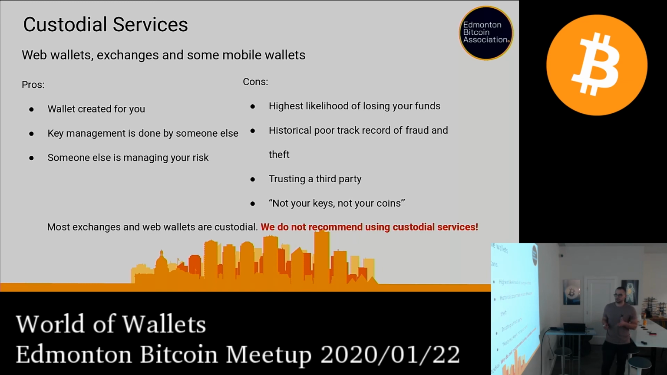Basically, the saying goes, not your keys, not your coins. So most exchanges and web wallets are custodial. And generally speaking, we don't recommend using custodial services, or at least not leaving your money on an exchange longer than you have to.